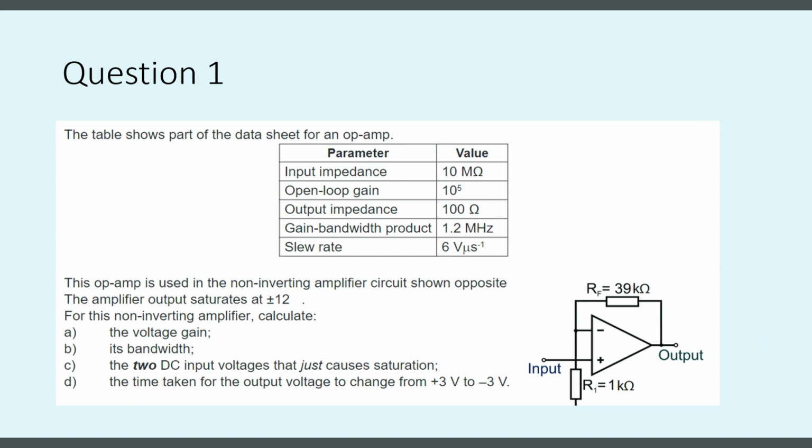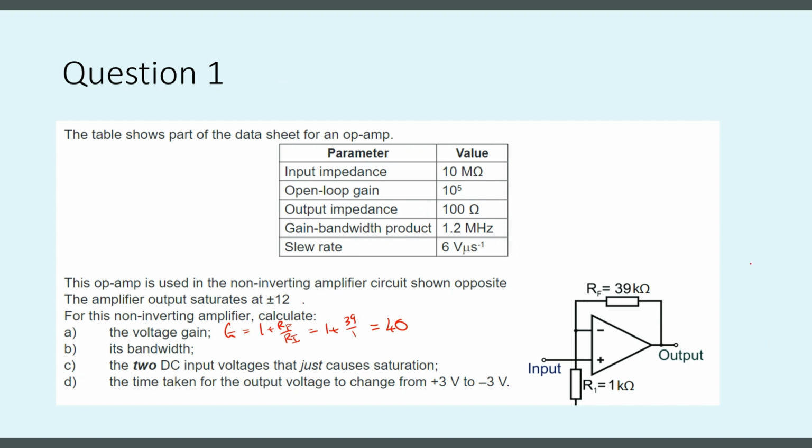So on the right, we have got a non-inverting amplifier. You should be recognizing it, although they have actually told us in the question because they're being nice to us. And we're asked to calculate the voltage gain. Remember that gain is 1 plus RF over RI for a non-inverting amplifier. So that's 1 plus 39 over 1, which is 1 plus 39, which is 40. So it has a gain of 40.